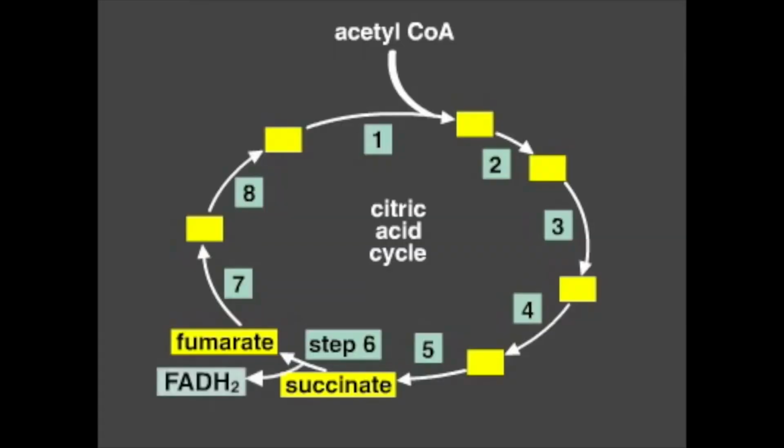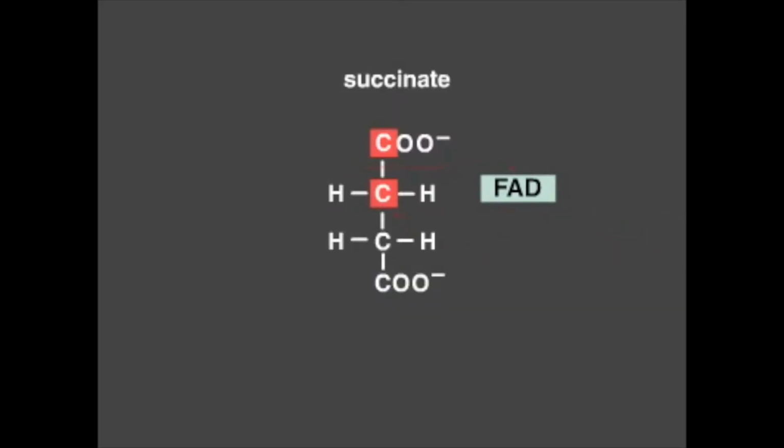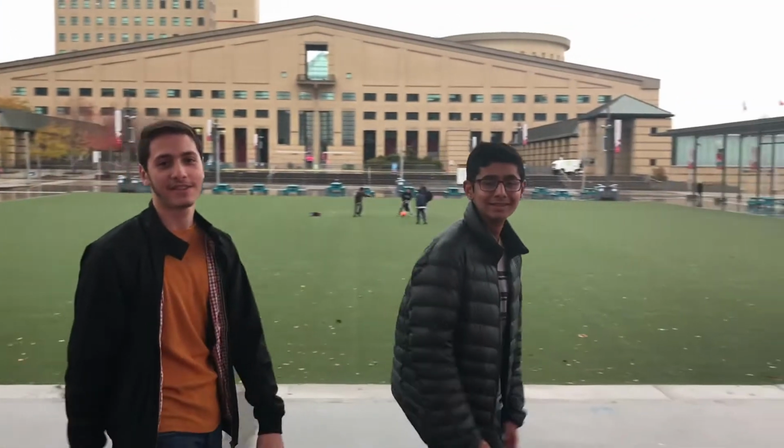Step 6 is where succinate is oxidized, forming fumarate, and the enzyme dehydrogenase creates 2 electrons and 2 protons. They are lost, but it comes at a cost, reducing FAD to FADH2, and that's what we want, which occurs in the inner membrane of the mitochondrion.